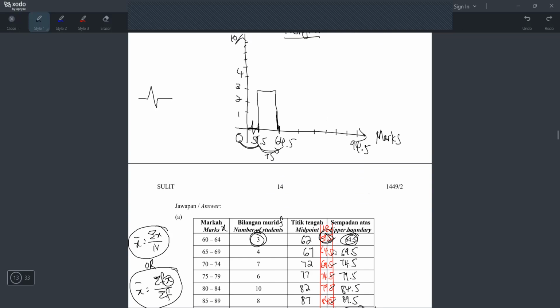Okay, next one. 64.5, 69.5. So this is 69.5 and then this one you lukis sampai 4. Macam ni and lukis. Alright. And then you sambung lah, you buat untuk semua orang. Okay, I will show you the end result.